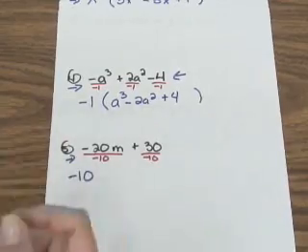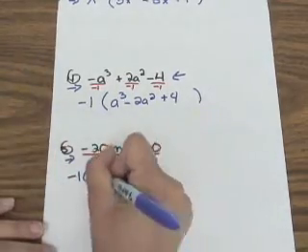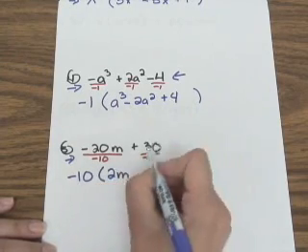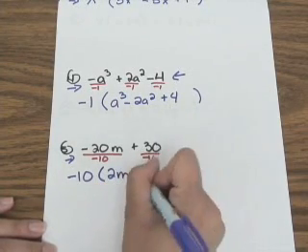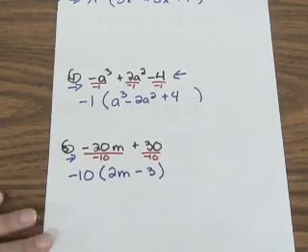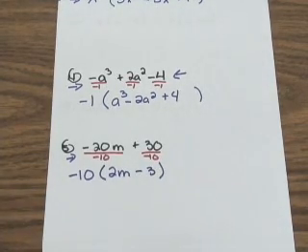And again, you can always go back and check to see if you did it right by using the distributive property. Negative 10 times 2m gives me a negative 20m. Negative 10 times negative 3 gives me a positive 30. That's how I know I did everything correctly.